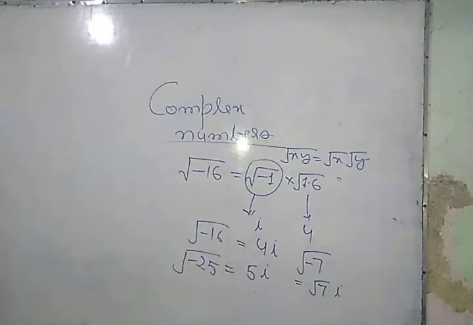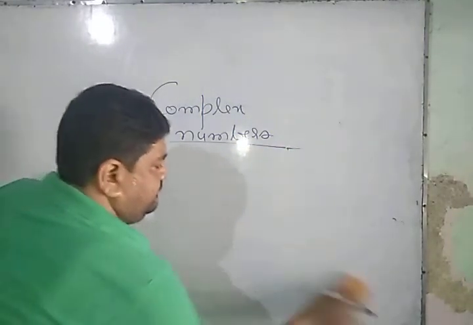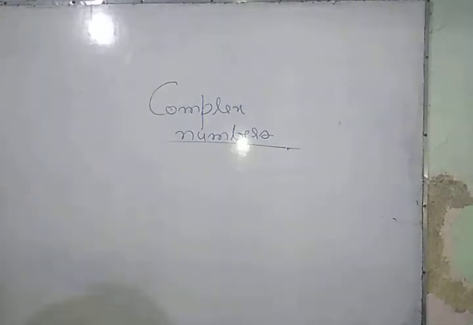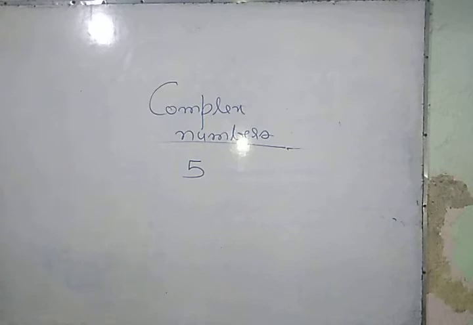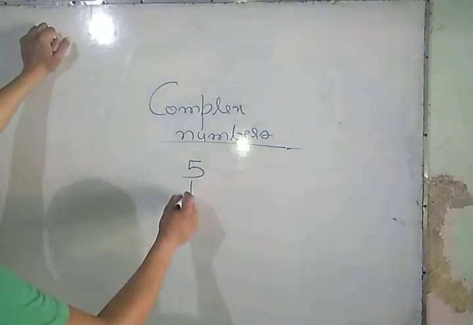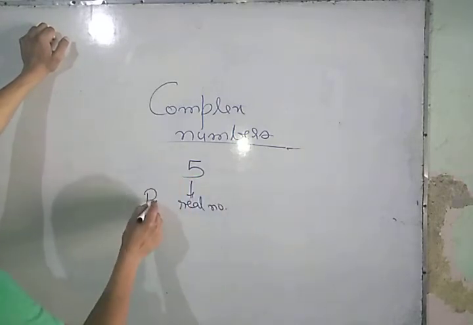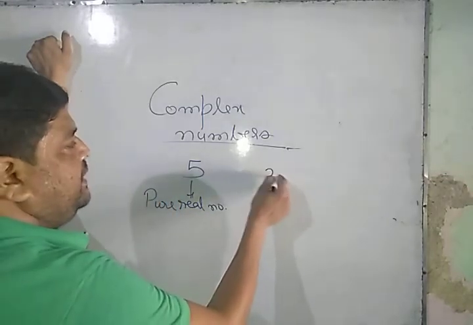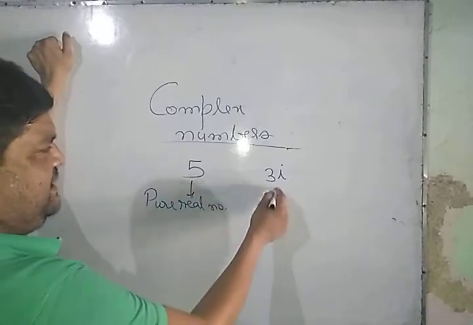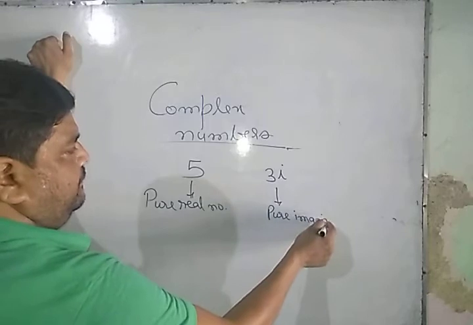Now come to the complex number. Let's see what are complex numbers. Five is a real number. This is a pure real number. What about 3i? This is an imaginary number. This is a pure imaginary number.